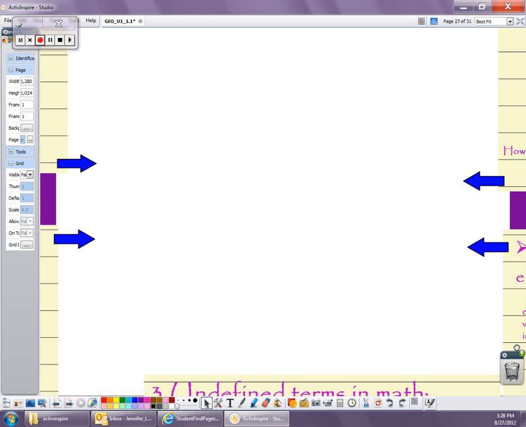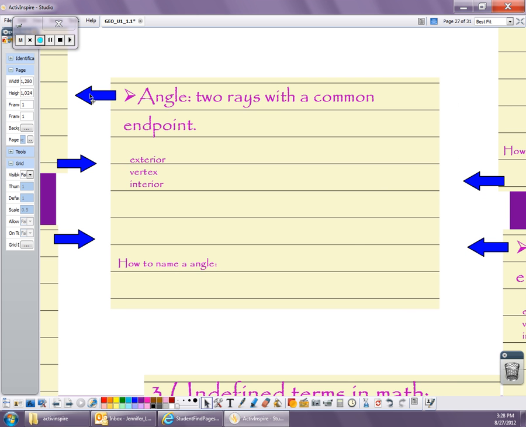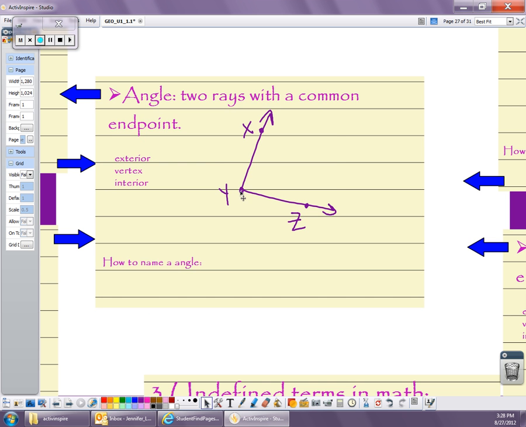And the last thing I need you to kind of know for tomorrow is an angle. It's two rays with a common endpoint. So if I have a ray XYZ, Y is the vertex. This inside between the two rays is called your interior. And out here is called the exterior.